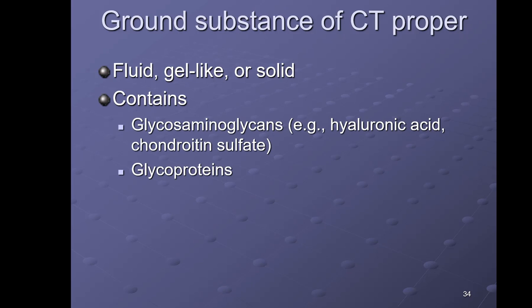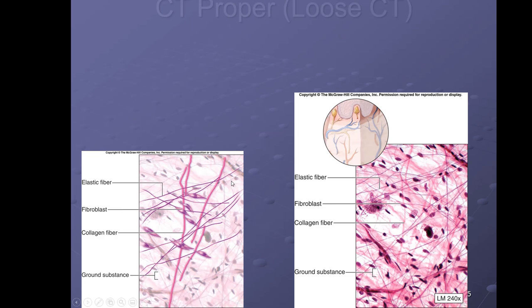So the ground substance is like I said, the background substance. It could be fluid, like if you're talking about blood, could be solid if you're talking about something like bone, or it could be in between, like a gel-like consistency, like you find in cartilage. So it contains different chemicals, glycoproteins, this group called glycosaminoglycans. Hyaluronic acid is a common one, chondroitin sulfate. But these are all chemicals that are found throughout the ground substance of connective tissues.